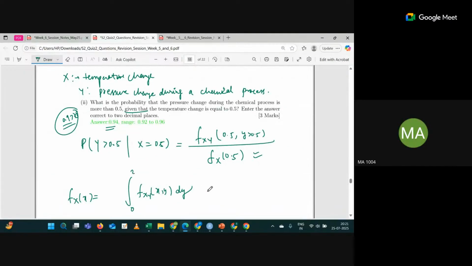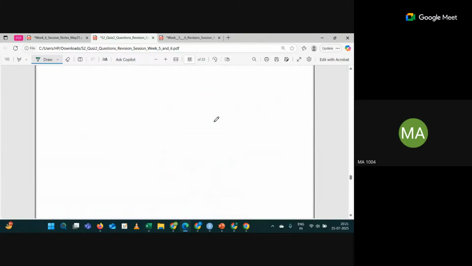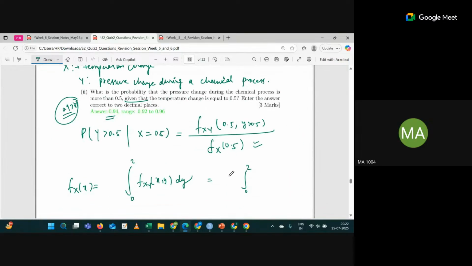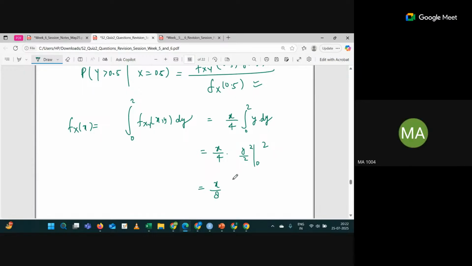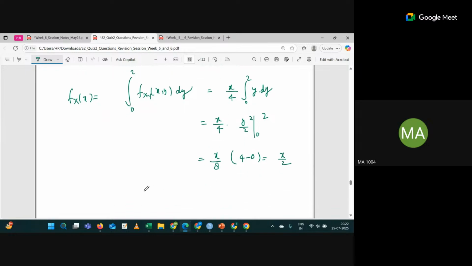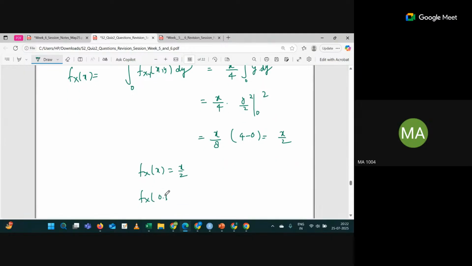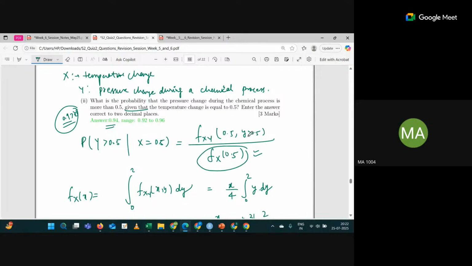I have to integrate this from 0 to 2, and it's 1 by 4 x comma y. So x by 4 I can take outside, because x will be constant, since I'm interested in y only. This will be x by 4 times y square by 2, from 0 to 2. So it will be x by 8 times 4 minus 0, so this will be x by 2. So f_X of x is x by 2. What will be f_X at 0.5? This will be 0.5 by 2. Yes or no? Yes, sir. So this value we got, and the numerator part we have to calculate.